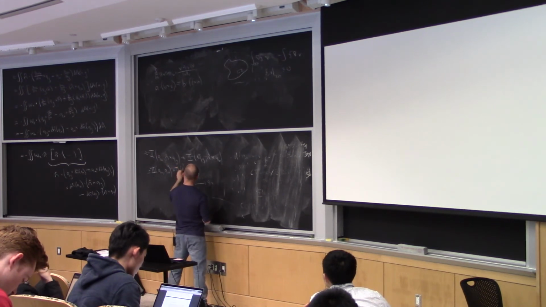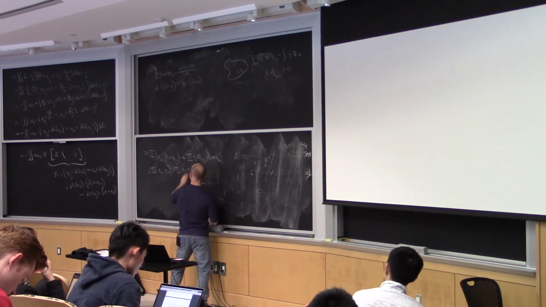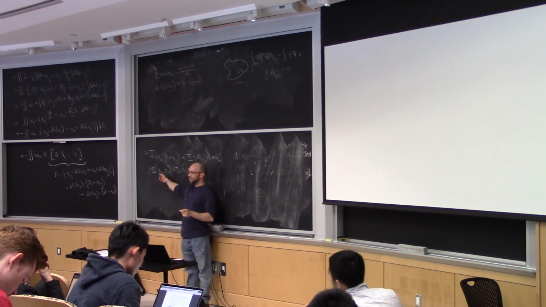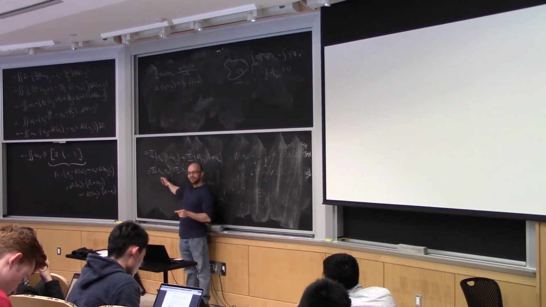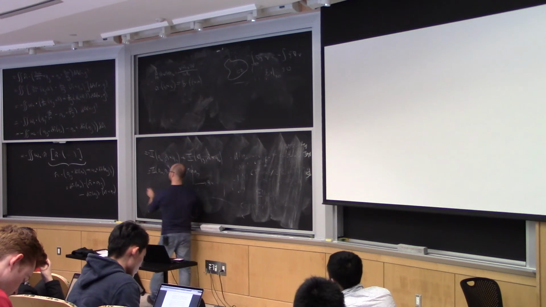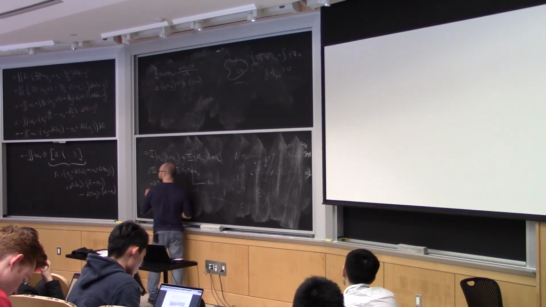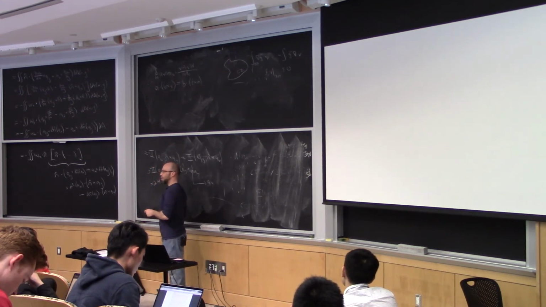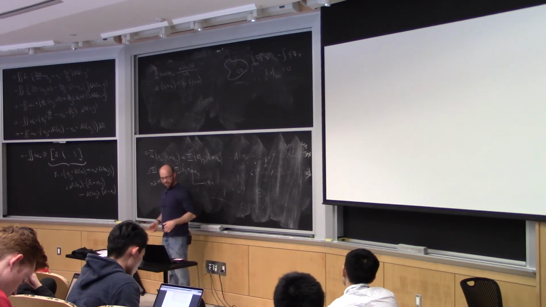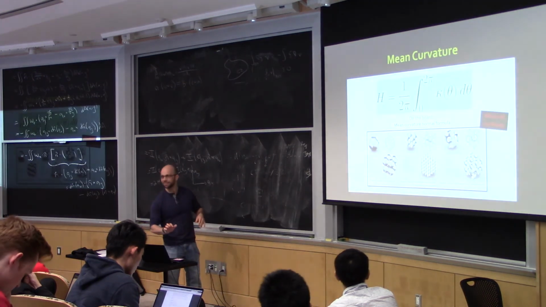Okay. We'll take a look. That's exactly the trace of the second fundamental form. And we're done. So this is 2 times mean curvature. Whew. All right. So let's step back like 50 feet and see what we just did. Okay.